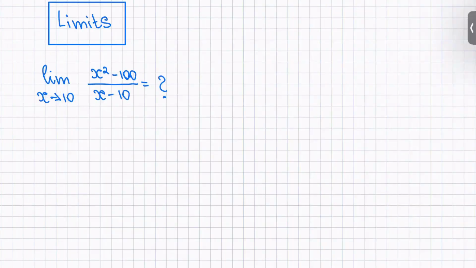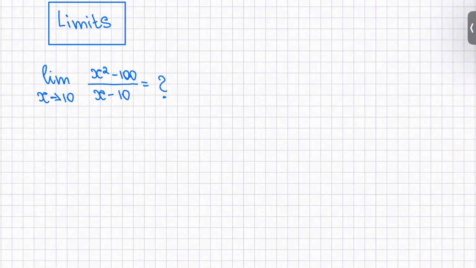Students, today we are going to work on the following topic. It is called limits, which is very popular in a calculus course. In particular, we will be working on solving the following limit. So we have the following example.